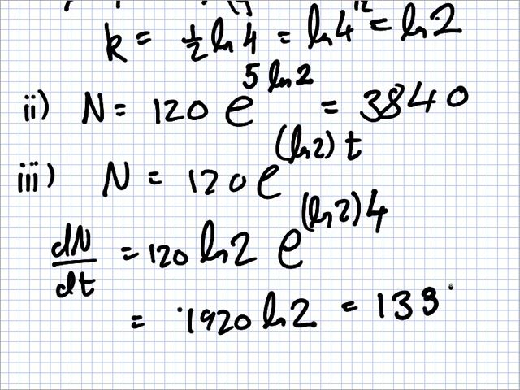Yeah. All right. So that's part A. 1920. I took 120 and I multiplied it by this, and it's equal to that. You type it in on your calculator, you can see.